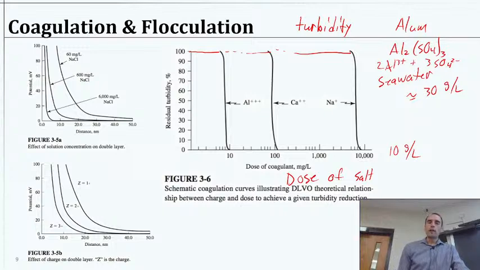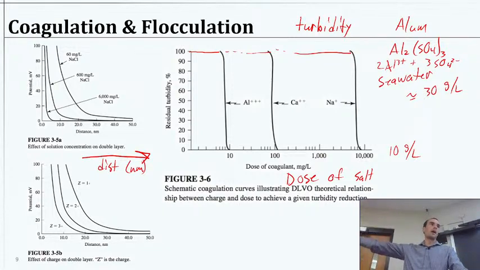So these left figures are just a couple more demonstrations of that. In this case, it's a distance on the x-axis in nanometers. And then on the y-axis, this is how much electric potential, in millivolts, of that charged field that we can detect. And the top one is looking at different dosages, 60 versus 600 versus 6,000 milligrams per liter of sodium chloride. And we can see us shrinking that double layer that way. How far into solution is our charge being sensed? Is this electric field being sensed?